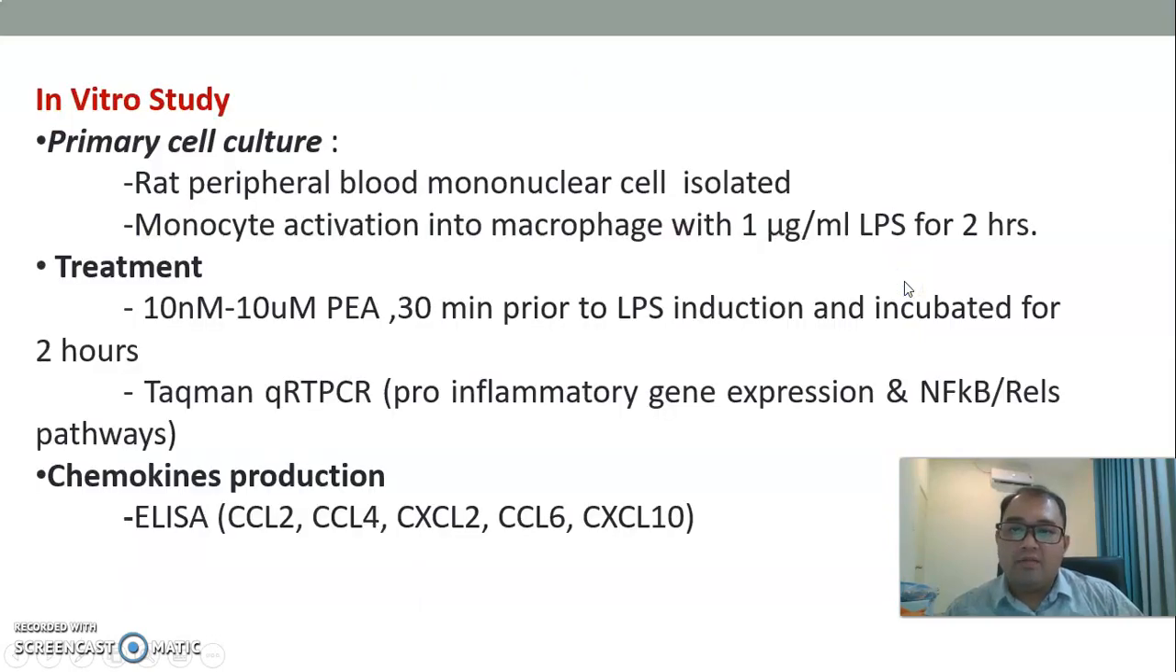And we also conducted the in vitro study using peripheral blood mononuclear cells and activated them into macrophages in order to study the effect of PEA on the activation of macrophages, because our hypothesis is that macrophages are the main cells that cause the pain, and PEA might have some effect on these particular cells. And we also measured the chemokine production released from the macrophages.